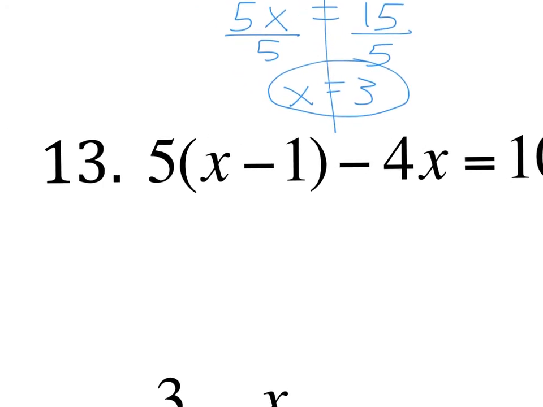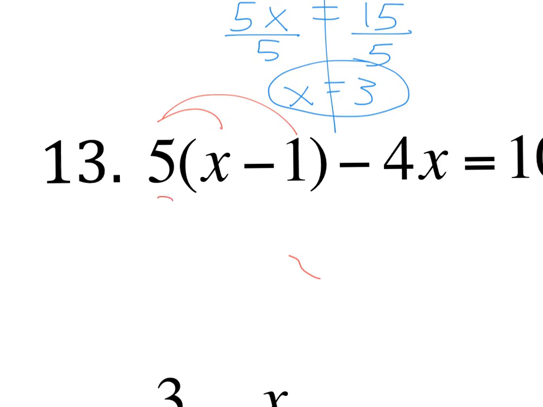13. Distributive property. I don't know what happened there. Bad. Redo, undo, erase. Okay, good.